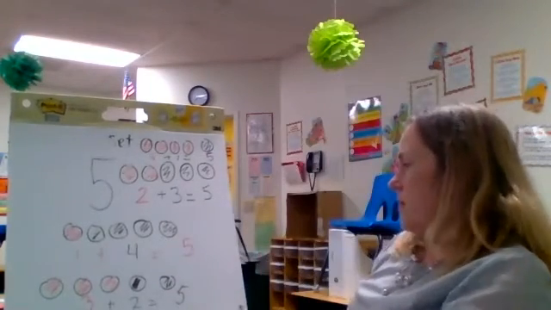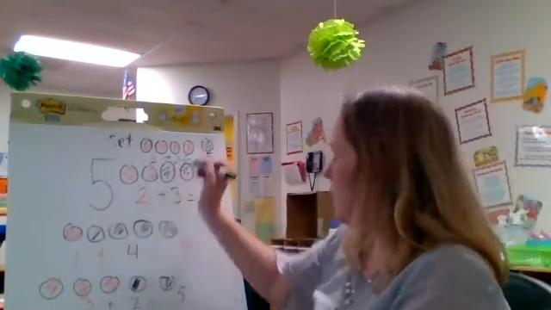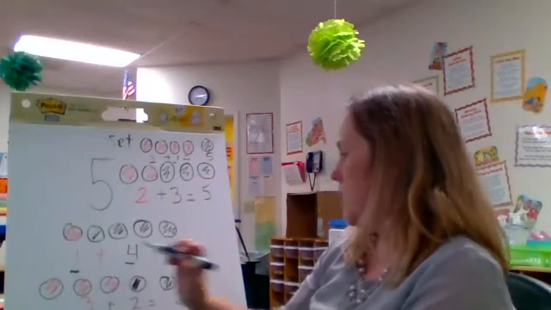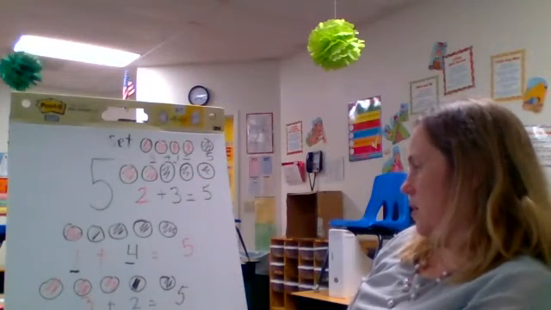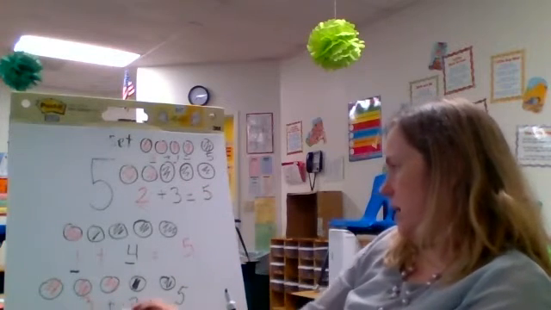Boys and girls, if we look, we have a repeat of some of the numbers. 4 and 1, and 1 and 4. We just changed the order. 2 and 3, and 3 and 2. Now there is one other way to make 5 that we have not explored.